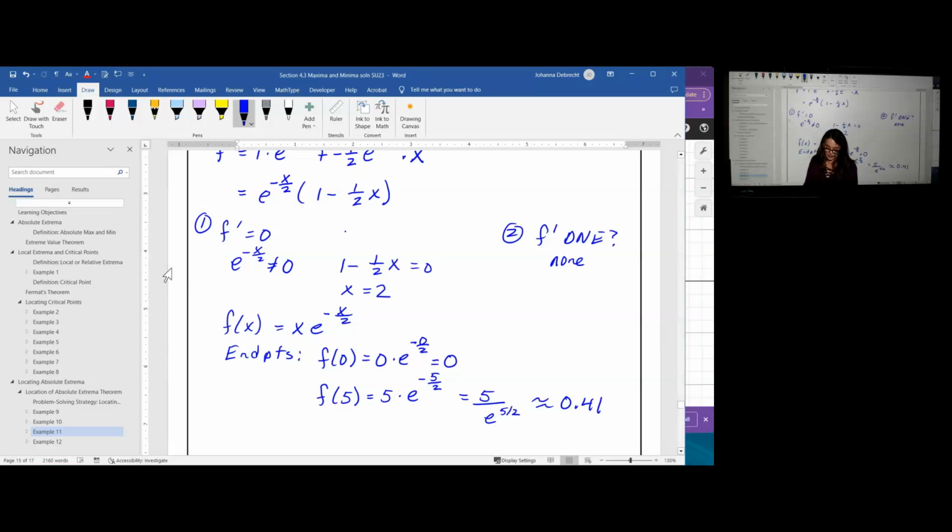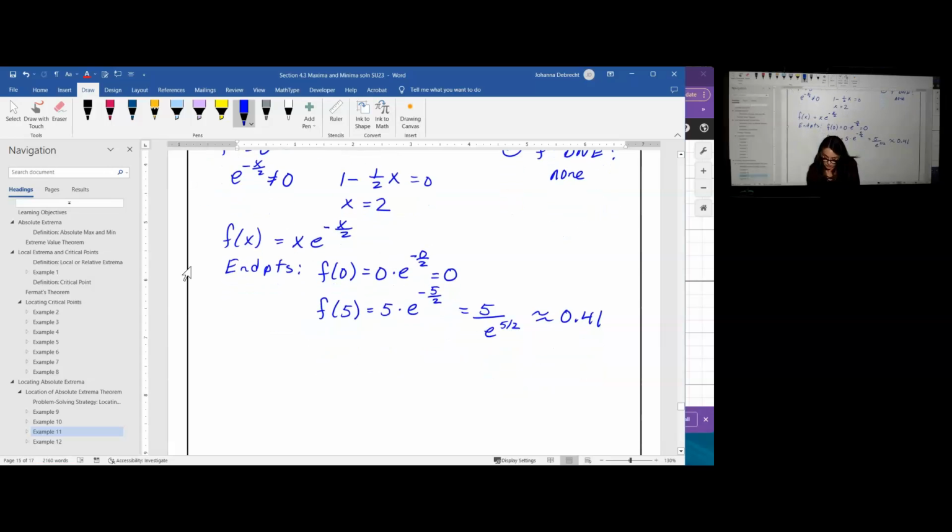Now I need to evaluate at my critical point, x equal 2. When I substitute in x equal 2, I get 2 times e to the negative 1, which is 2 divided by e. When I take my calculator to compute that, I get the value of, oops, I forgot my negative 1. There we go, which gives me roughly 0.736.